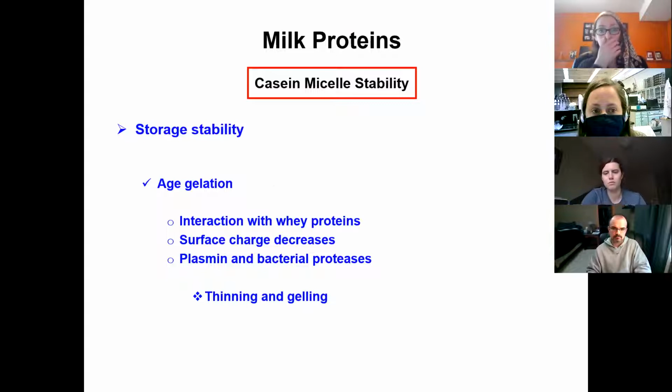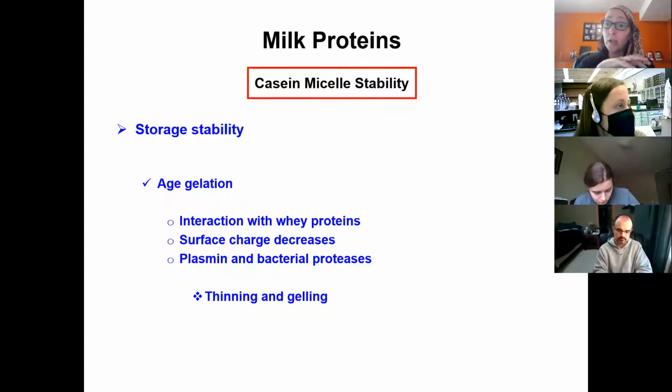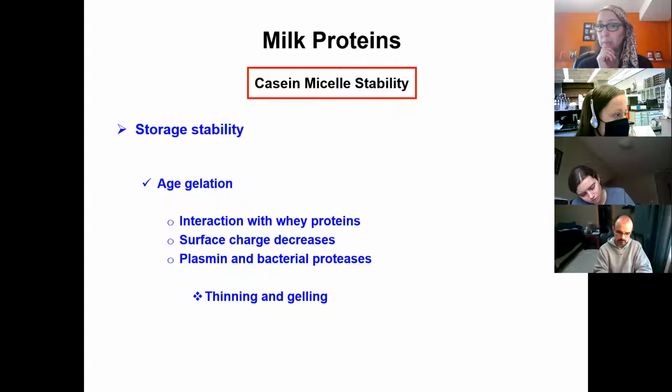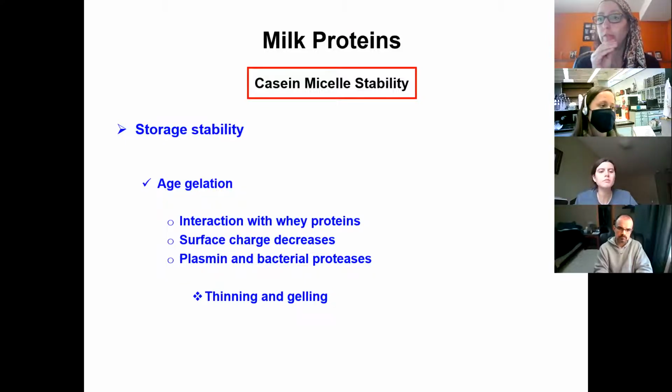Okay, so storage stability. So what happens is a common thing called age gelation. So that's when you see thinning of the milk and then precipitation and formation of a gel. This is due to the endogenous, main reason is the endogenous plasmin and also bacterial proteases as well. So these would hydrolyze mostly your beta casein and cause that thinning.